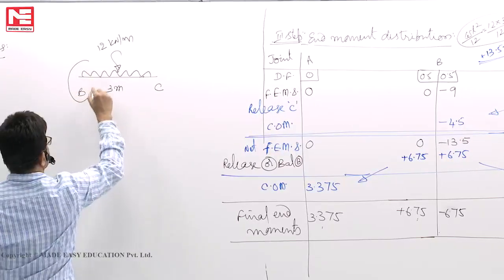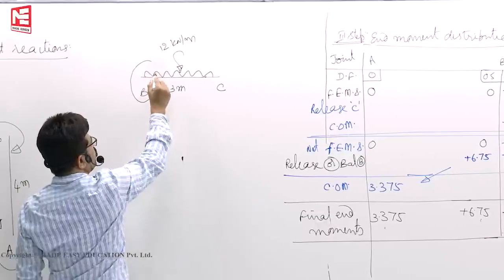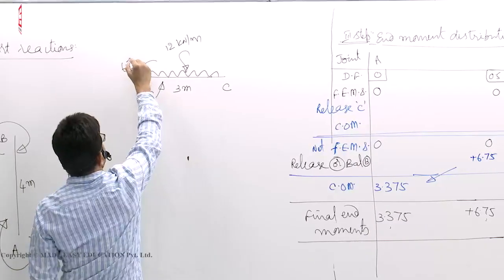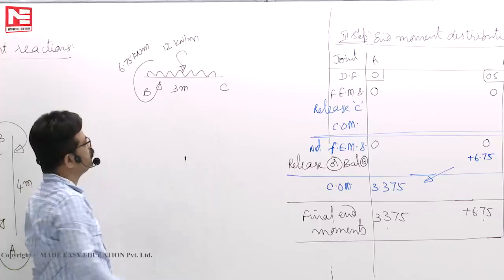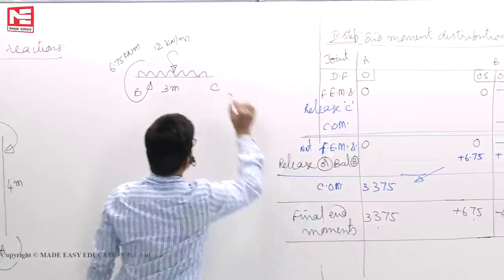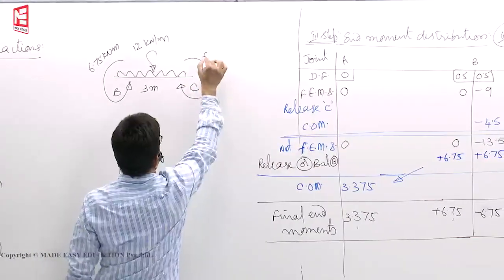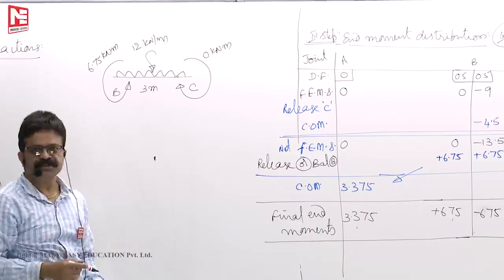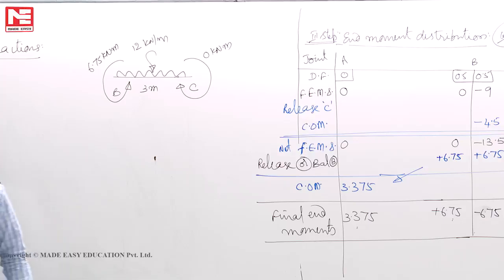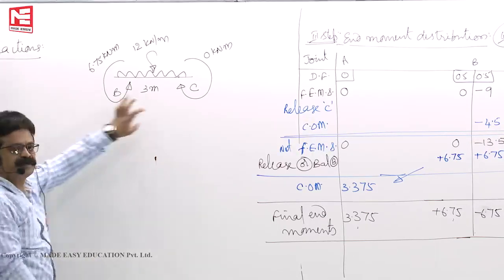Because it is minus only, you have shown anti-clockwise, so again we should not write minus. 6.75 kilonewton meter. Here at C for the member CB, 0. This can be clockwise or anti-clockwise because it's only zero. Okay, this is called free body diagram.